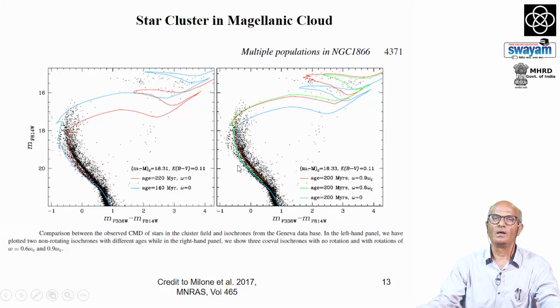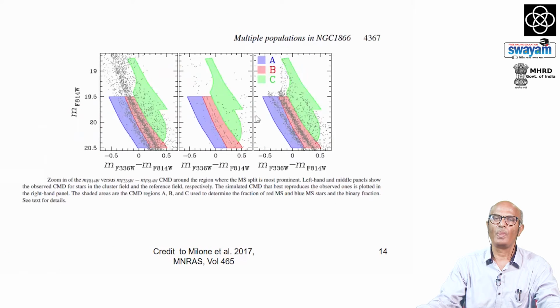They are fitted, and this work has been published by Milone et al. 2017 in Monthly Notices, volume 465, and it clearly establishes and demonstrates that there have been multiple epochs of star formation, and the two epochs which are distinctly different, they have several giga-year difference, and that is a very important result recently derived based on the precise photometry of HST.